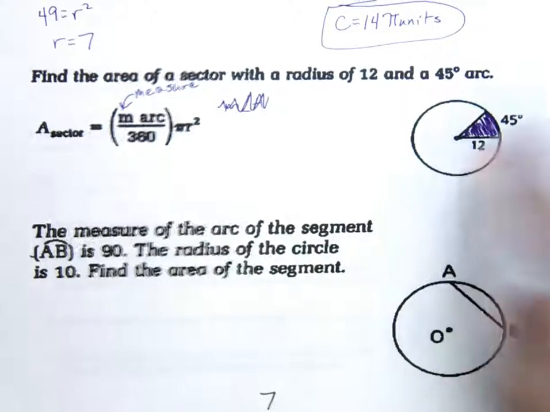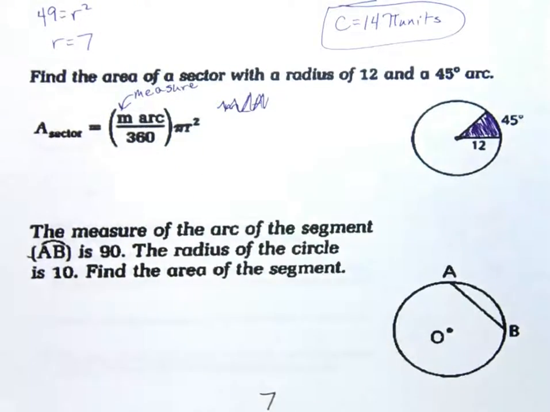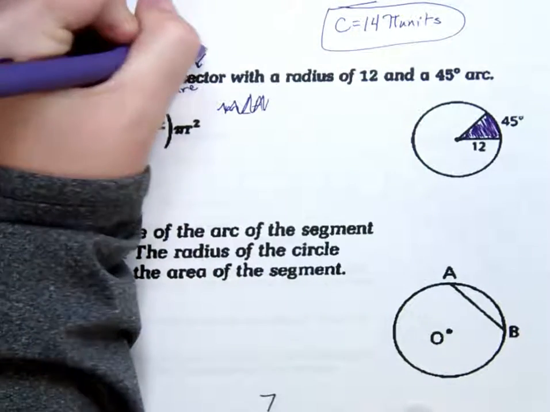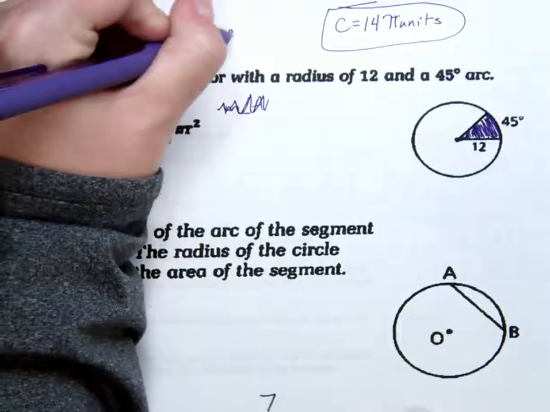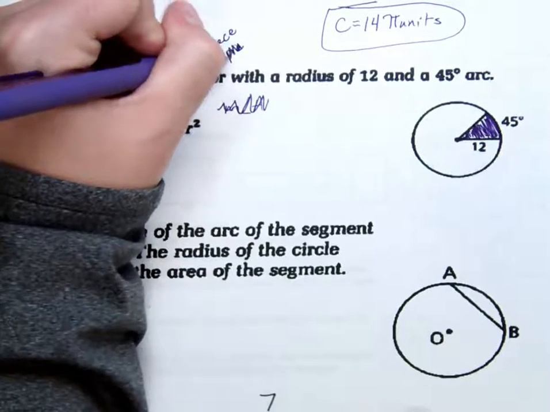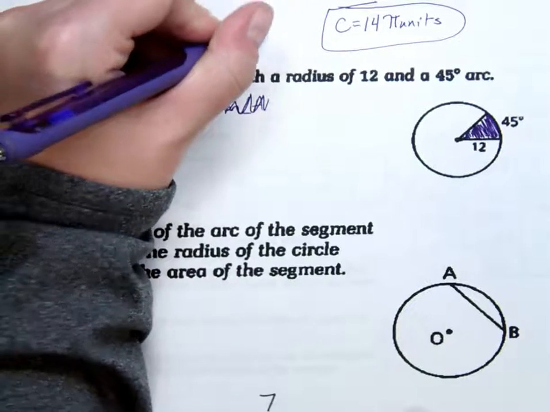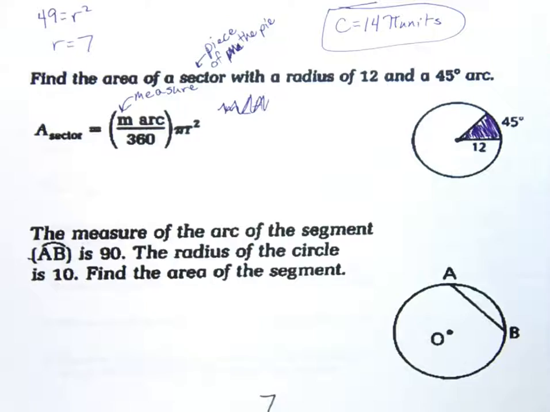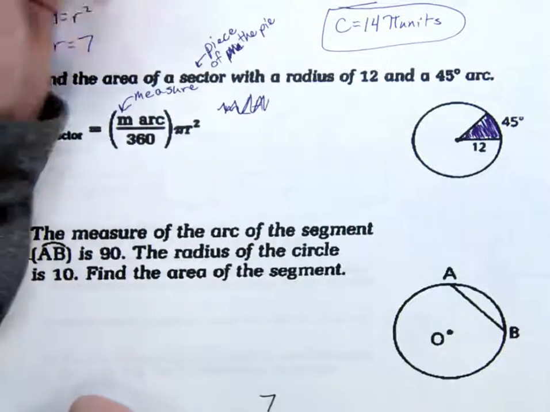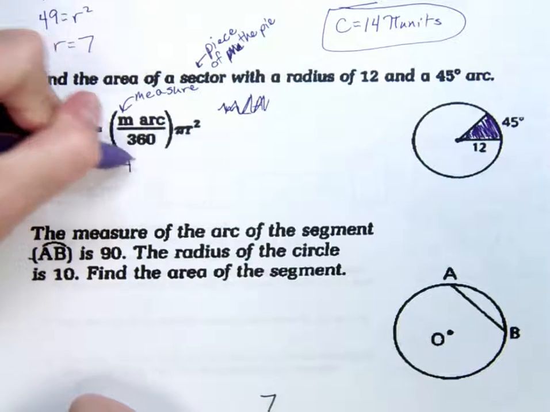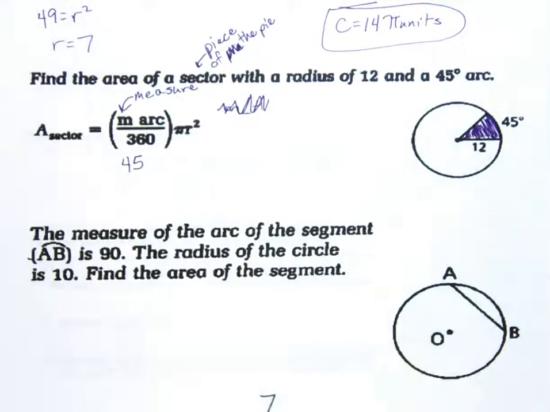So if you want to define it, a piece of the pie. The circle, you could say circle. I just like pie. So the measure of our arc is 45. Sometimes it will give you the central angle. Sometimes it will give you the measure of the arc.